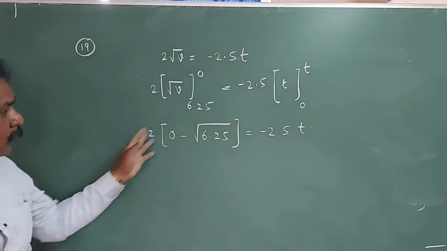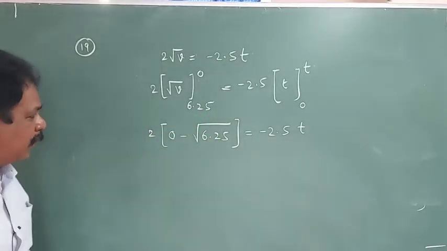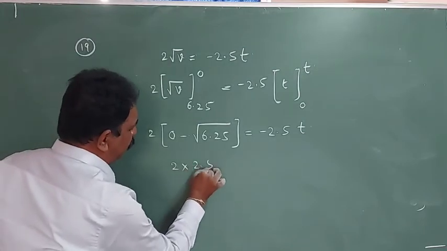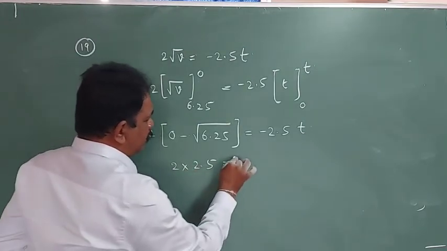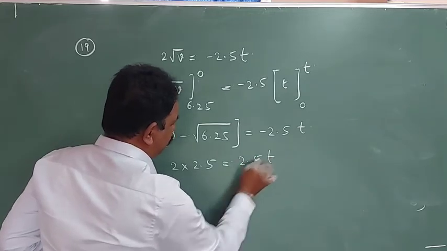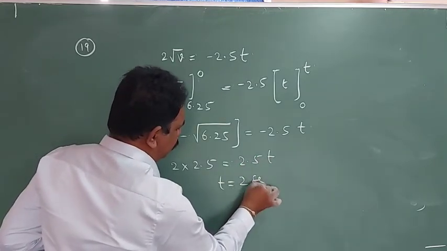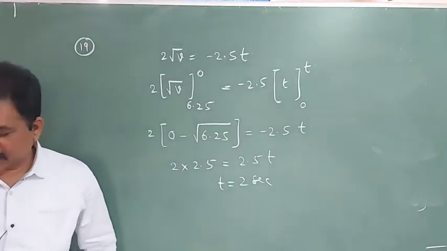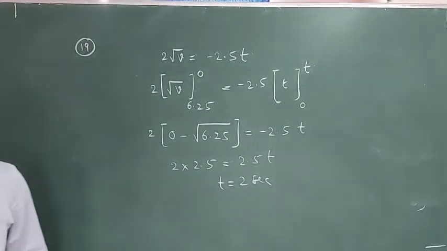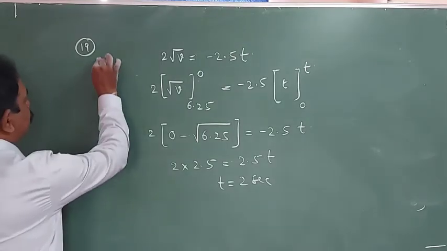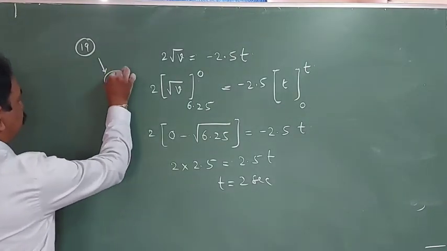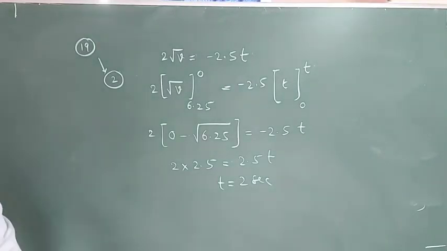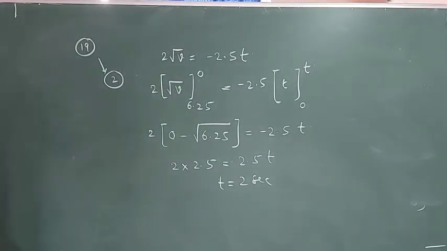So both sides minus minus will cancel. This is 2 into 2.5. This is 2.5 t. T is equal to 2 seconds. Understanding? So 19th, it will be second option.